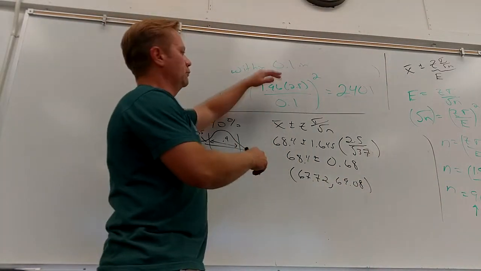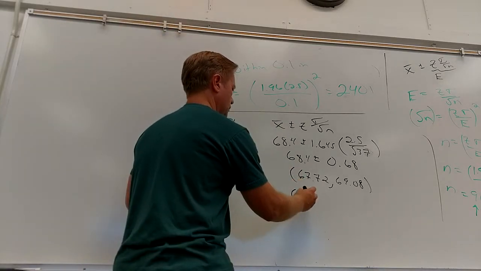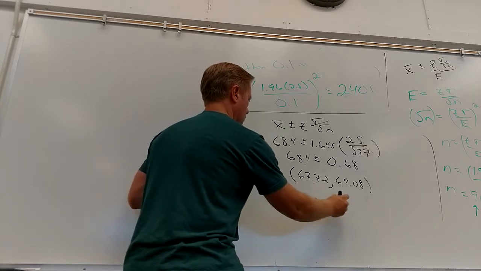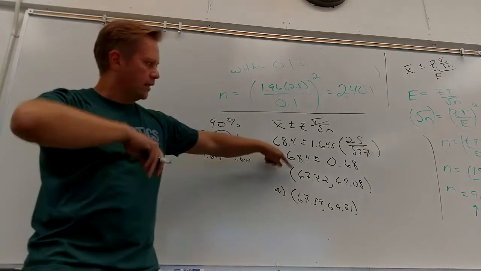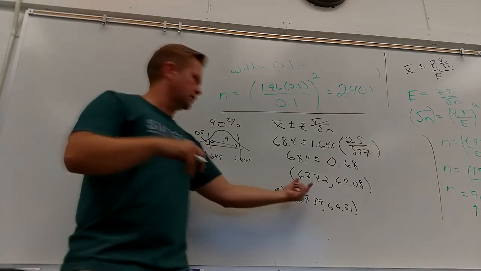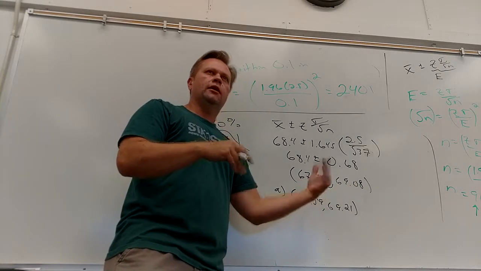Okay. And what was the interval we got for part A? I remember, who's got that? Part A was 67.59 to 69.21. So that is narrower than this. People sometimes miss that because they say, that's bigger than that. What do you know? It's narrower, right? The error is less.